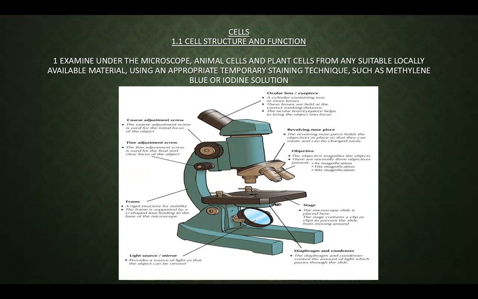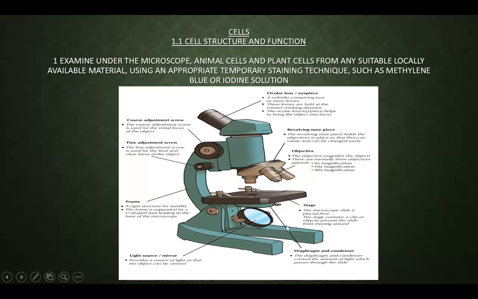Usually this doesn't come in the exam, but when we are performing the practical, we should know how to handle the microscope, so we should know the different parts of the microscope. Start from here. The base, which is not mentioned here in the labeling, is the base. The base is something that holds the whole microscope. Usually it's a U-shaped base, and the microscope is made of metallic material.